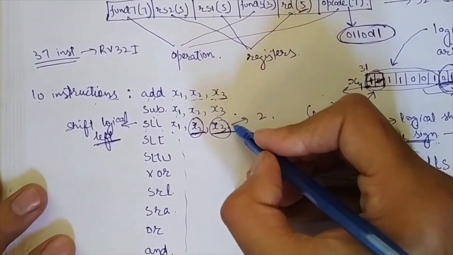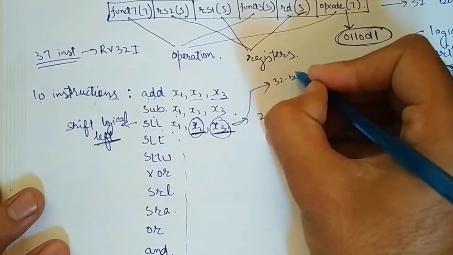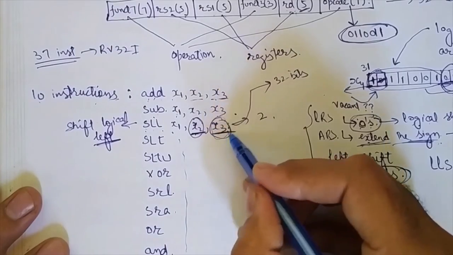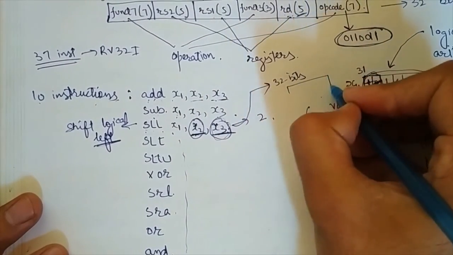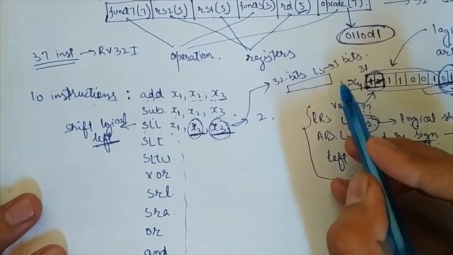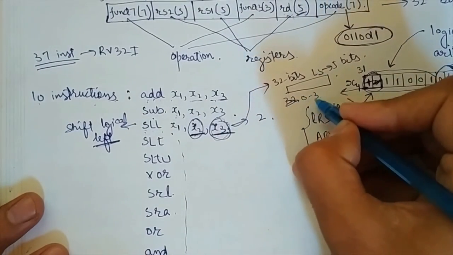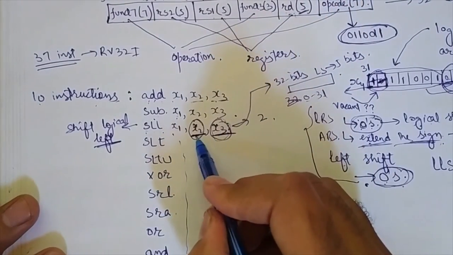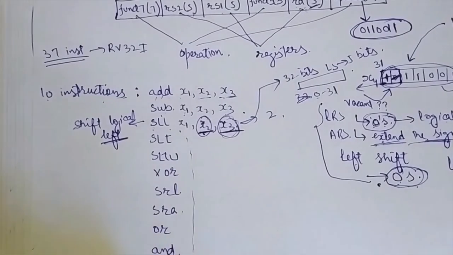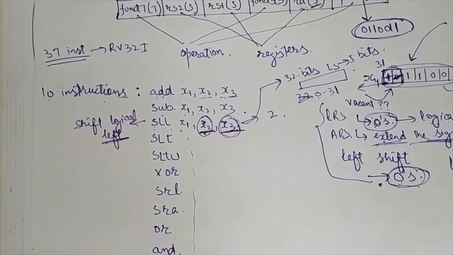Please note that X3 is of, what is the size of X3? It is of 32 bits. However, when finding how many bits we shift, we only take the least significant 5 bits. Because using these 5 bits, we can represent 32 numbers maximum, 0 to 31. So we can shift only from 0 to 31, because there are only 32 bits. We cannot shift by 40 bits. Let's say I am saying shift by 40 bits. Shifting a 32-bit register by 40 bits makes no sense.